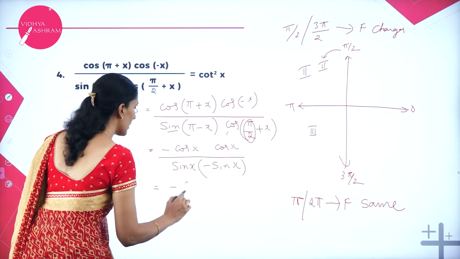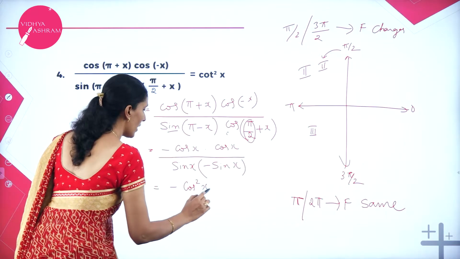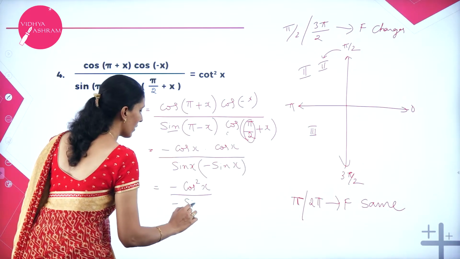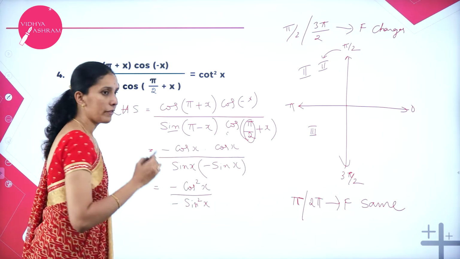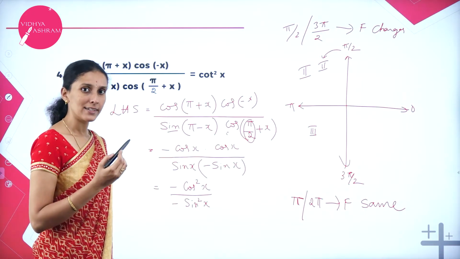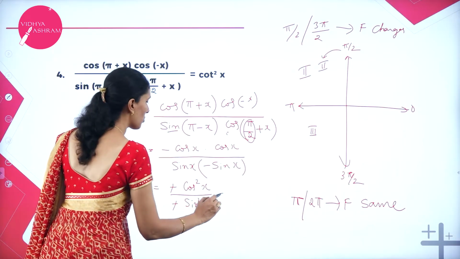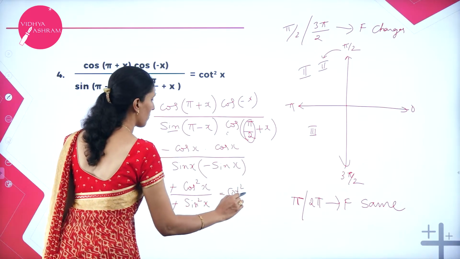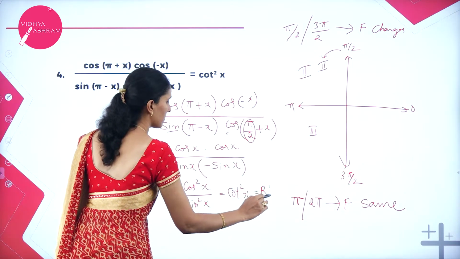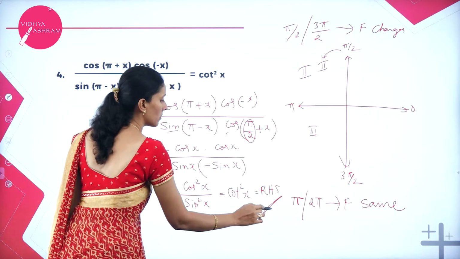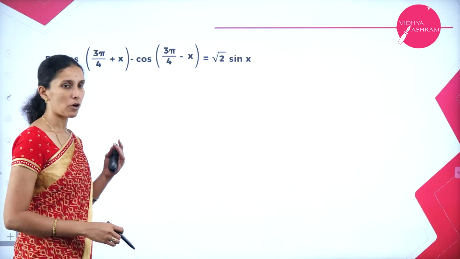Now when you multiply this, minus cos square x by minus sin square x, we know that cos by sin is cot. So cos square by sin square becomes cot square x, which is your right hand side. Hence we proved it.